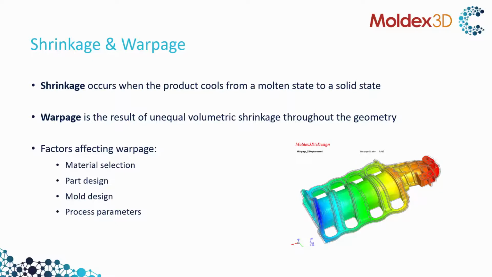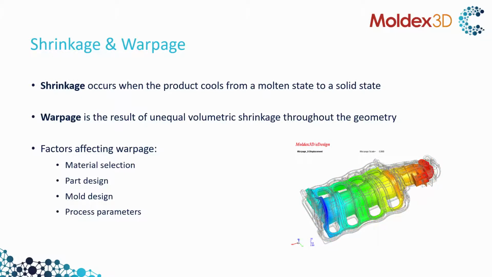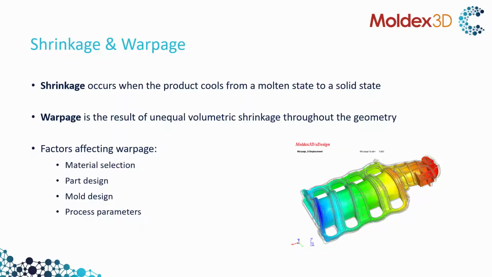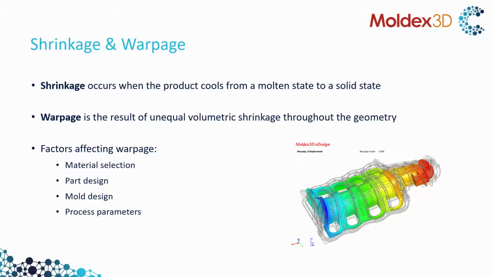When we're talking about shrinkage, we are really talking about the shrinking of the product due to the cooling from a molten state to a solid state. But when we are talking about warpage, we are basically talking about an unequal shrinkage throughout the geometry. Now this causes the part to be warped, bended or twisted, for instance. Now this could be caused by differences in temperature, pressure or density distribution and can become quite complex to predict and to improve.